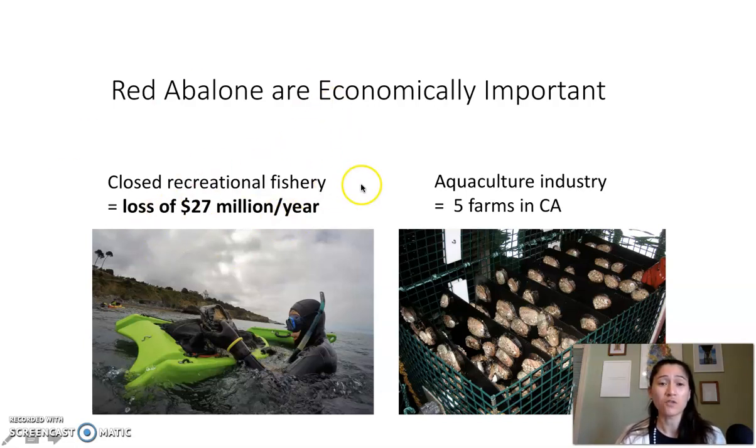Generally, there's a recreational fishery for abalone, but that fishery has been closed because the wild populations are not doing well.